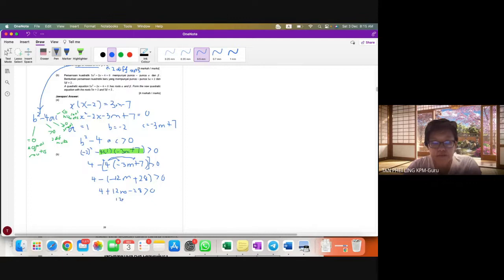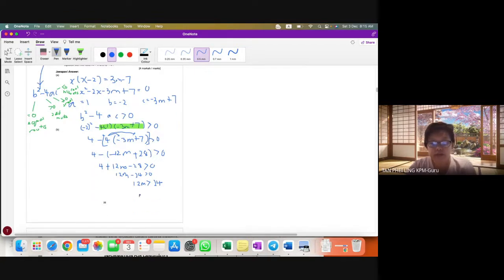12m. Okay, so I get minus 24 first. Bigger than 0. Then my 12m is just bringing here become 24. Positive, right? Negative become positive. So I get my m, which is bigger than 24 divided by 12. So happily, m bigger than 2. Okay. Is that okay?